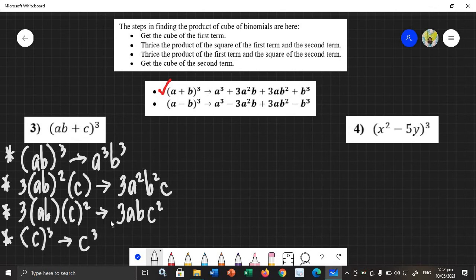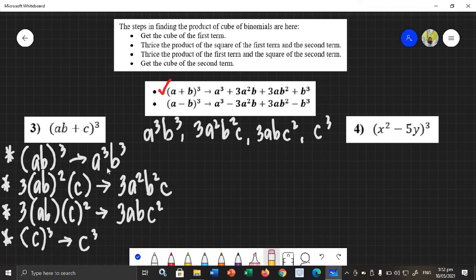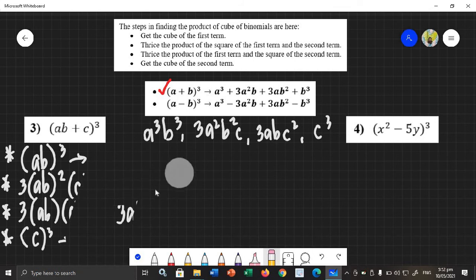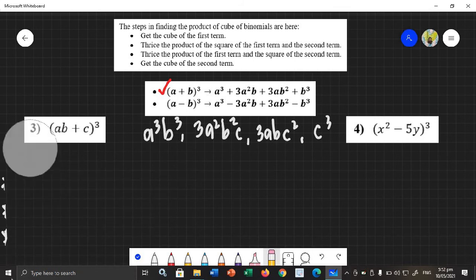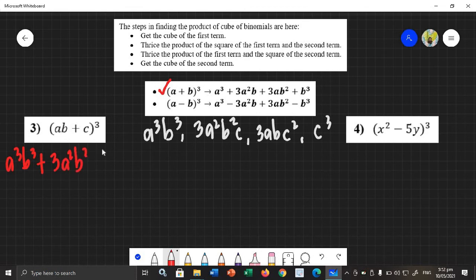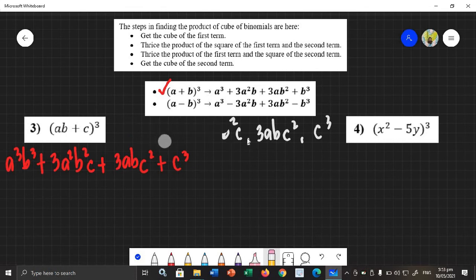And then let us first list all the products that we got. And then let us assemble these terms according to the pattern that we need to follow. So we will follow the first one. So all of the terms are positive. So the product is A cube B cube plus 3A squared B squared C plus 3ABC squared plus C cube. So that is now the product for example number 3.